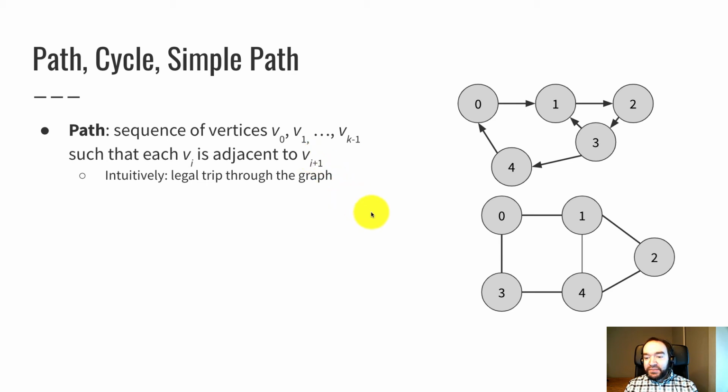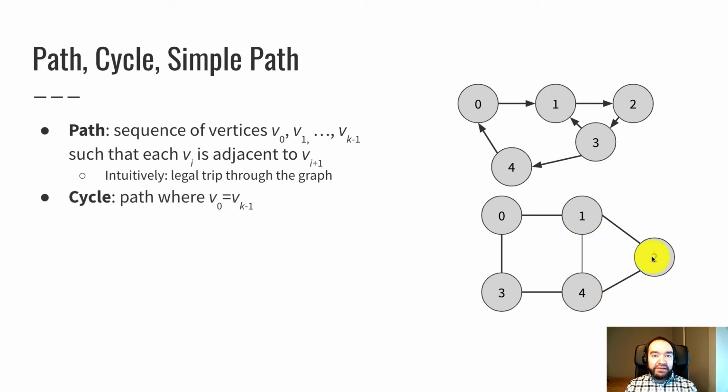For example, a legal trip through the directed graph could be 0, 1, 2, because I'm following directed edges the way that they point. A path through the undirected graph could be 0, 3, 4. That's a legal path following edges the way they go. These paths don't necessarily have to start at 0. Another legal path could be 4, 1, 2.